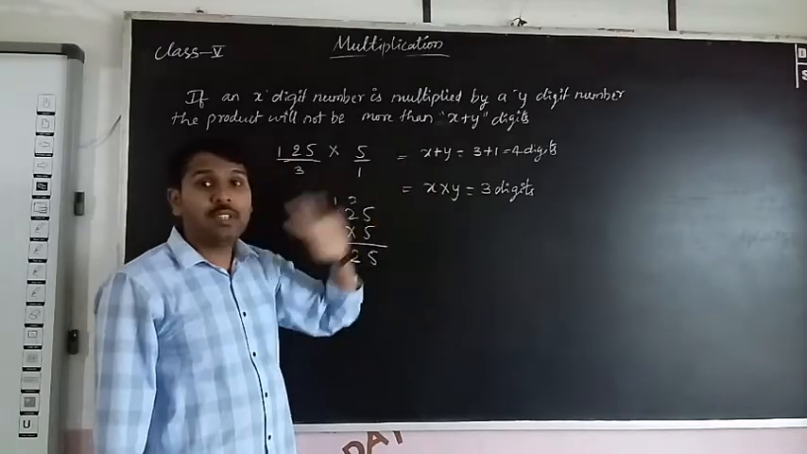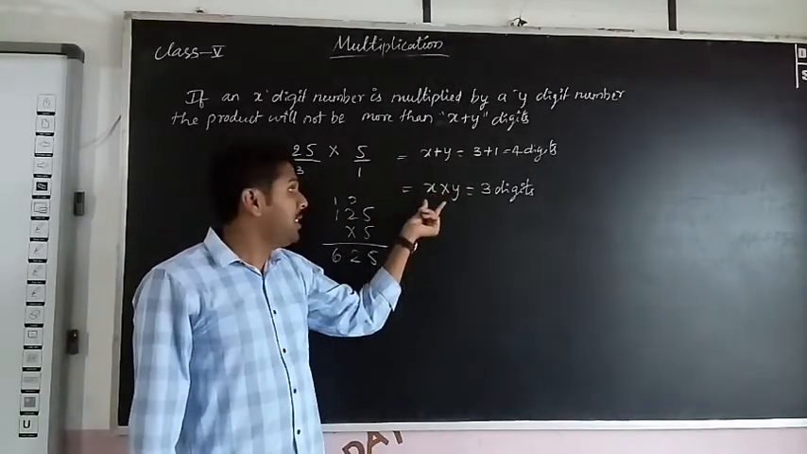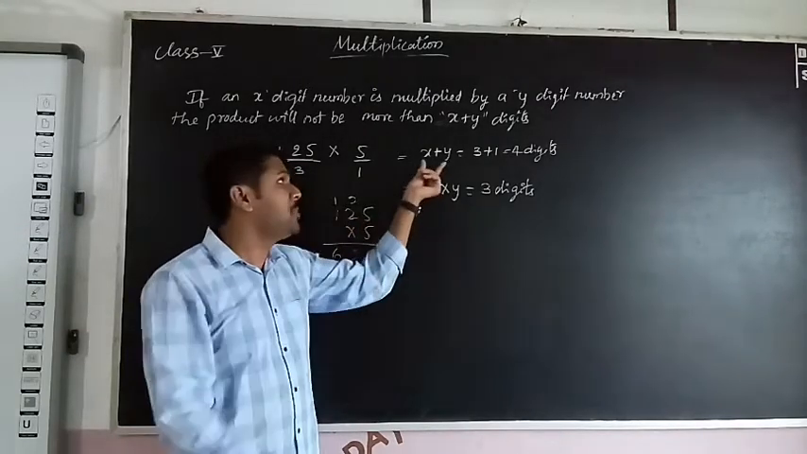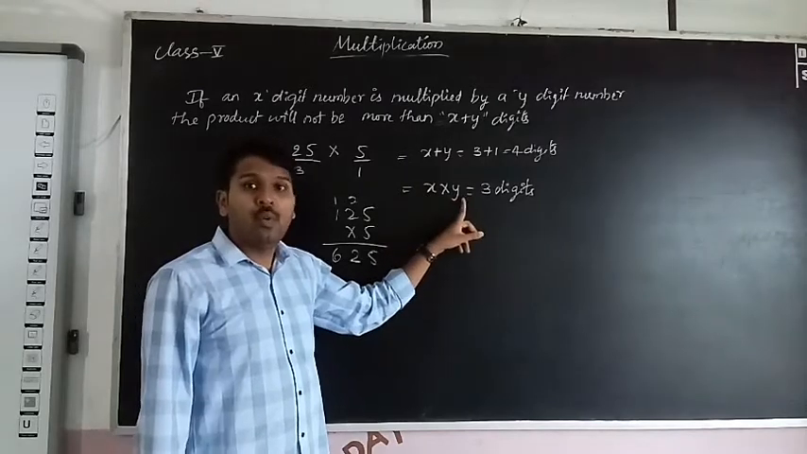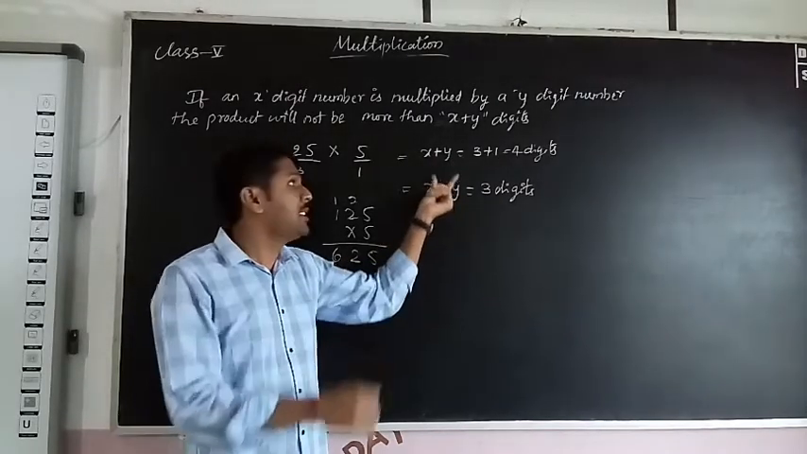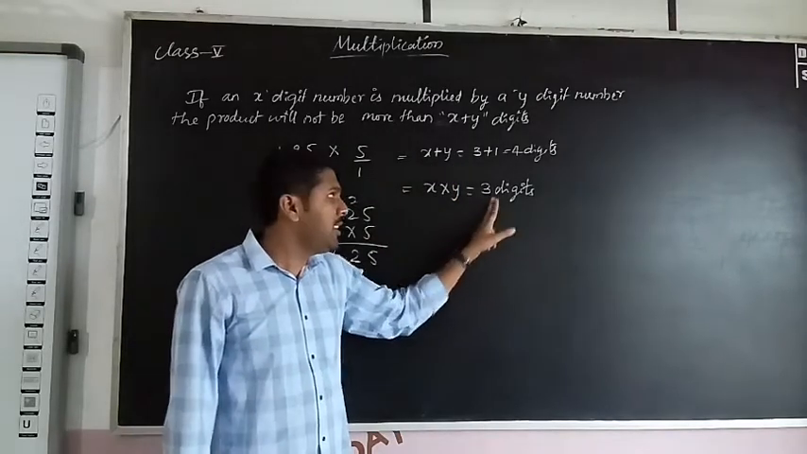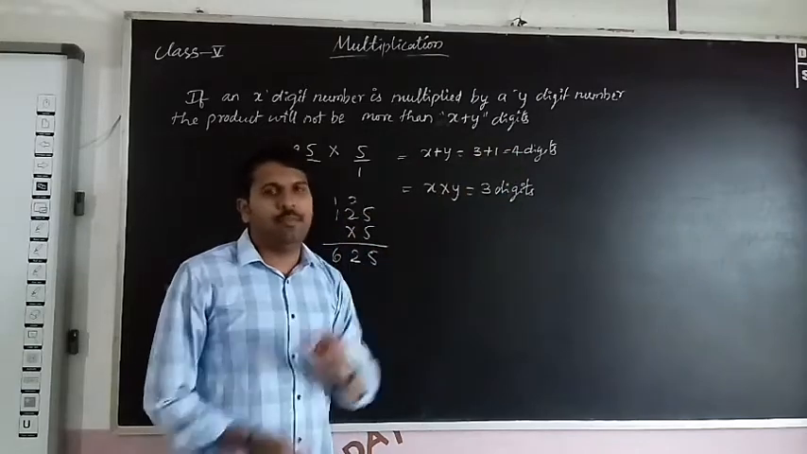So before, 3 problems I explained. Try that one also. Here x into y is not more than x plus y digit. If you multiply an x digit number by a y digit number, the result will not be more than x plus y digit, because here 3 is smaller than 4. That means this is not greater than 4.